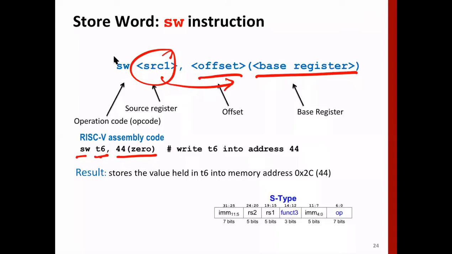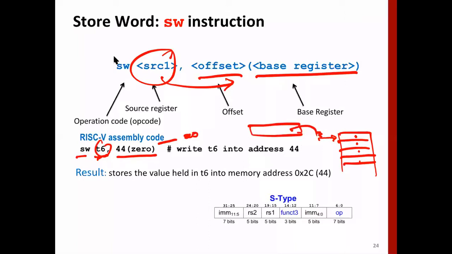When we use 0, x0 is hard coded as 0. So basically what we are telling here is to write the contents of x6 at the location pointed to by address 44. Obviously 44 will point to a location, then you take the next 4 locations, 1, 2, 3, 4, and put the value of T6 there. All right. Is it clear?